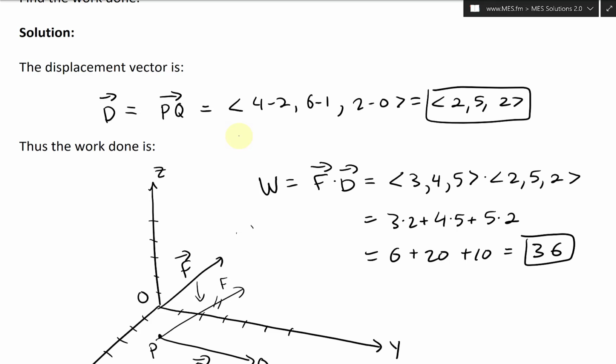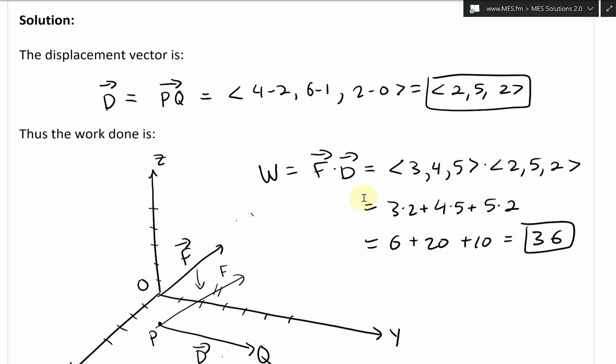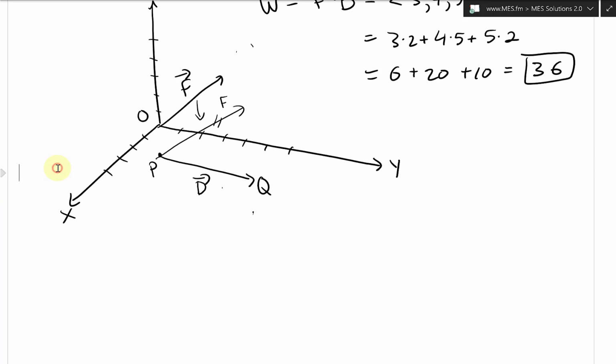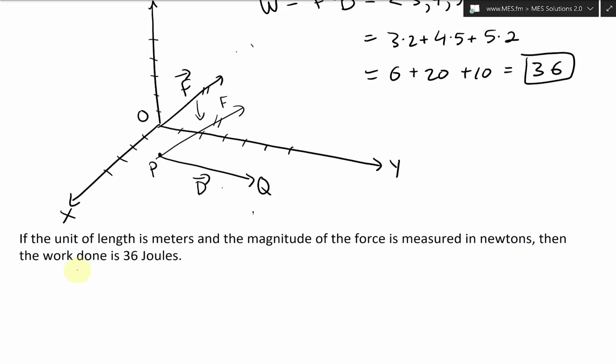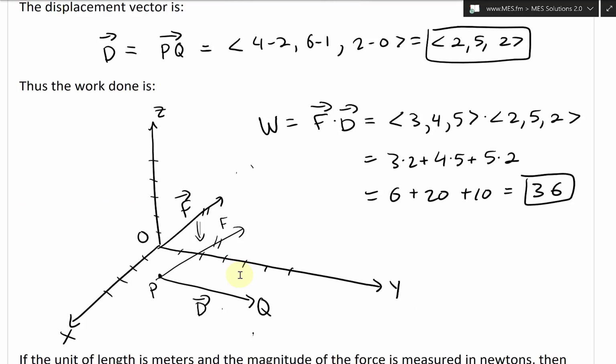All right, so that's 36, and it depends on the units. We're not given units here, but if I assume it's newtons and meters, we'll get joules. So if the unit of length is meters and the magnitude of the force is measured in newtons, then the work done is 36 joules. Again, that's just the basic physics units.